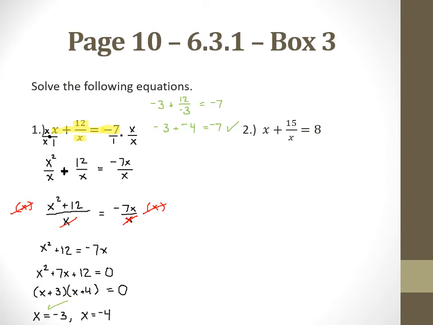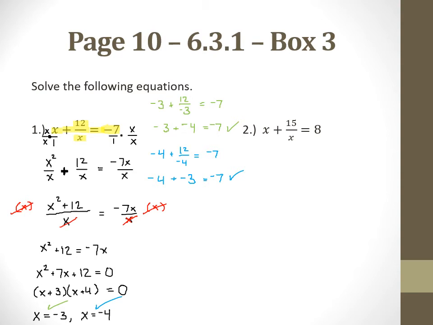If I plug in negative 4 plus 12 over negative 4, that's the same, supposed to equal negative 7. That's going to be negative 4 plus negative 3. So yes, that checks out as well. Negative 4 plus negative 3 is negative 7. So those are both real solutions, nothing extraneous in this case.